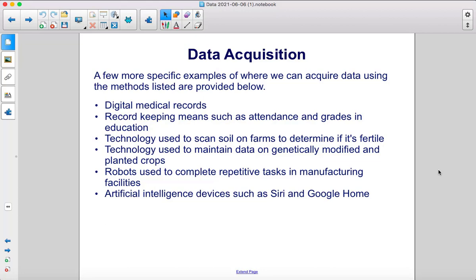Digital medical records, record-keeping means such as attendance and grades in education, technology used to scan soil on farms to determine if it's fertile, technology used to maintain data on genetically modified and planted crops, robots used to complete repetitive tasks in manufacturing facilities, and artificial intelligence devices such as Siri and Google Home.